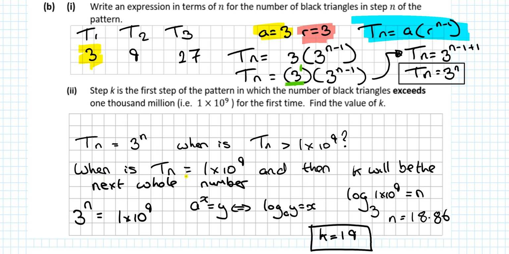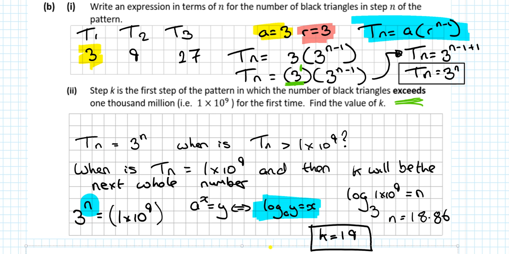When is Tn equal to 1 by 10 to the power 9? Then K will be the next whole number. So if I find when it's equal to it, I will then round up to the next term number, which would be the one when it exceeds, is the key word, okay? So I'm setting 3 to the n equal to 1 by 10 to the power of 9. Remember, that's a whole number itself. The unknown is the power, and because the unknown is the power, I will be using logs.